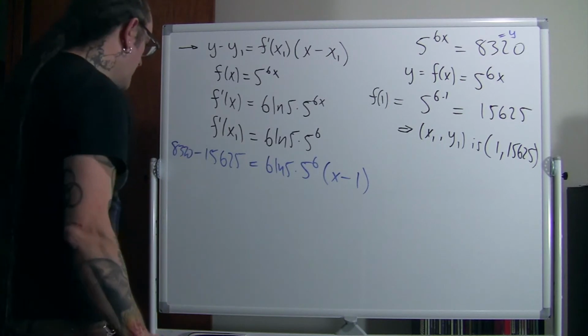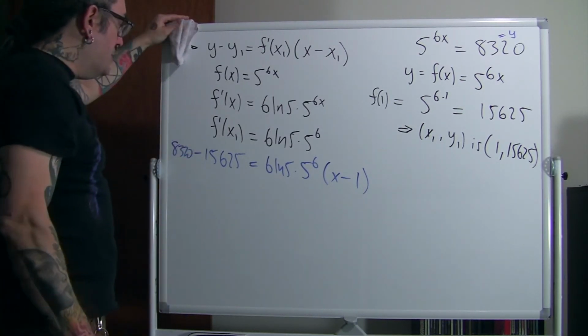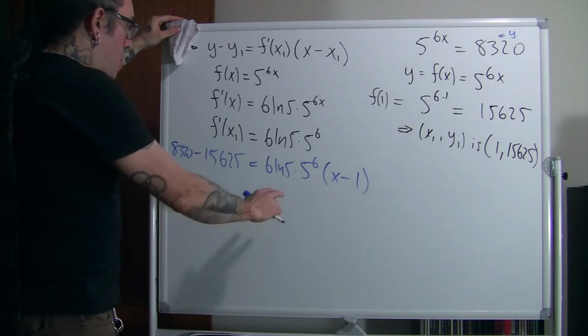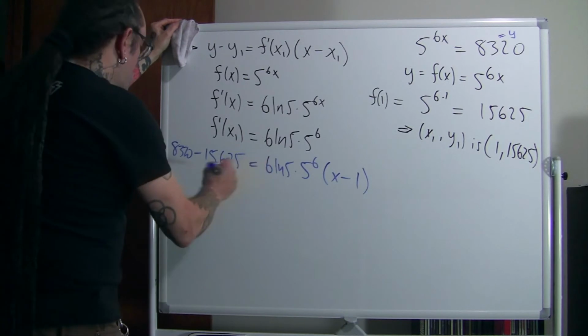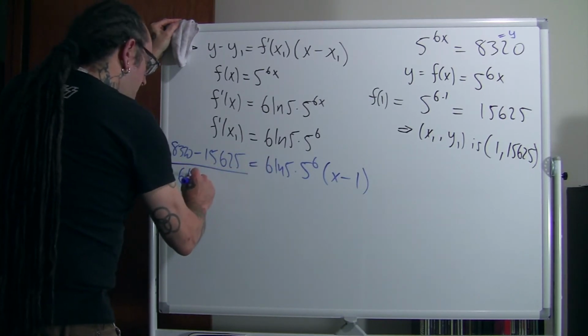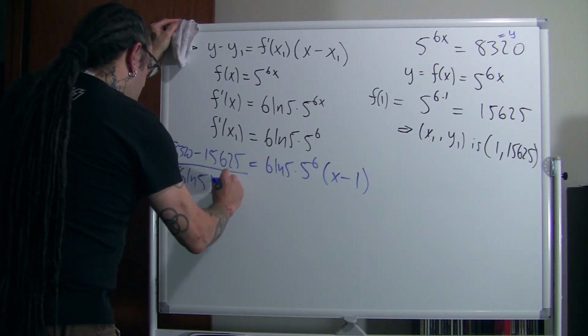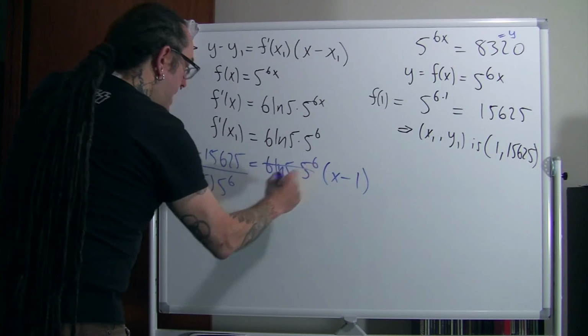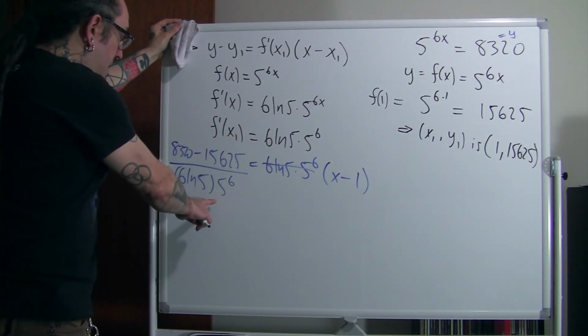8320. Okay, and now we can do a bunch of stuff. Like, I really just want to get all of this away from this, obviously, doing some algebra, so I'm going to just put all of that underneath here. So this is 6 ln 5 times 5 to the 6th. So this is going to go away. This equals x minus 1. Then I'll add 1 to both sides at the end here.